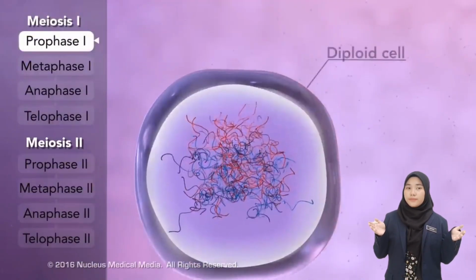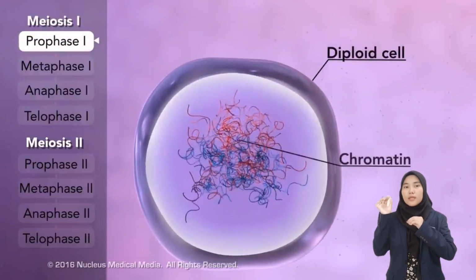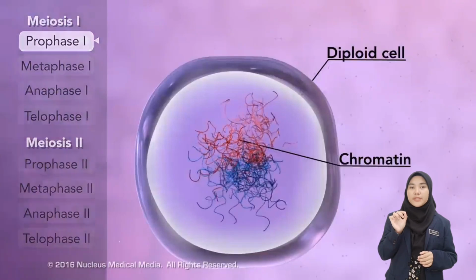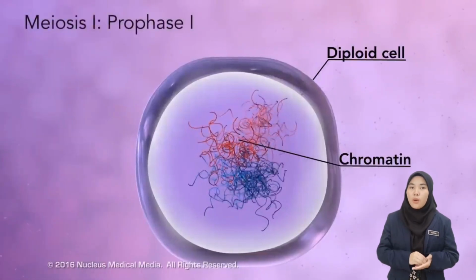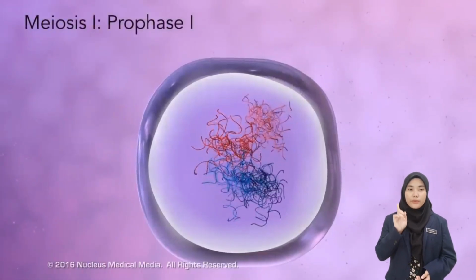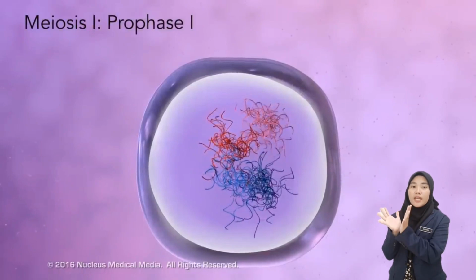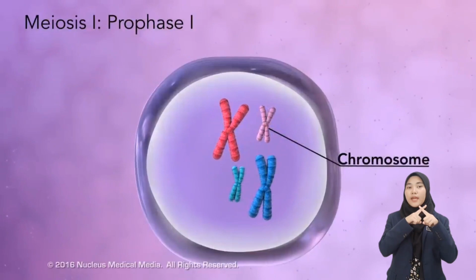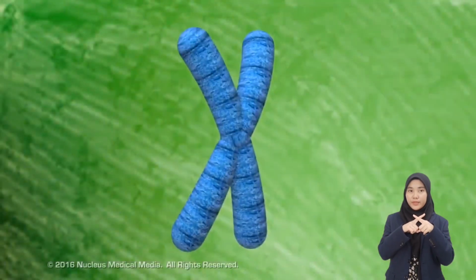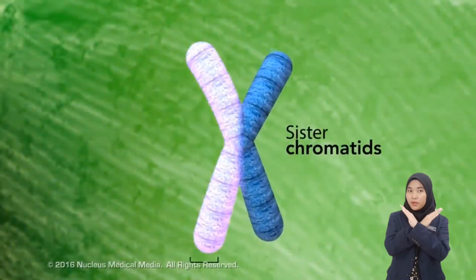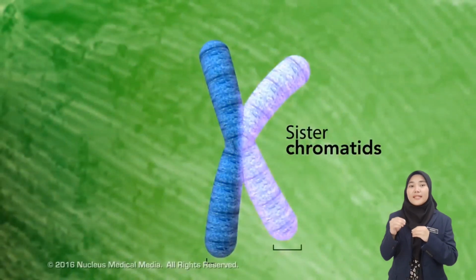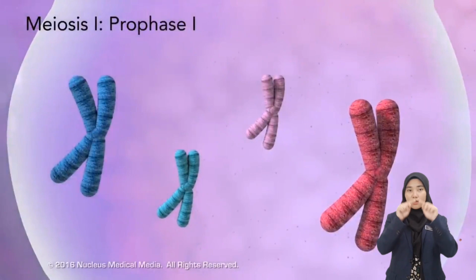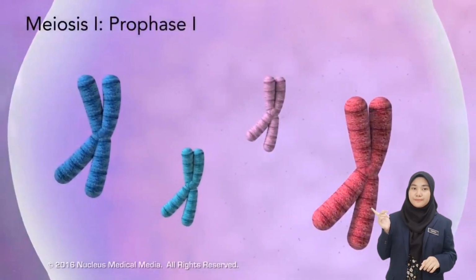Okay, prophase 1 starts with the diploid cell. Its chromatin contains 2 uncoiled, spread out sets of chromosomes, one from each parent. After the DNA in the chromatin replicates, it condenses into the more familiar X-shaped chromosome. Okay, remember the X-shaped chromosome. The replicated DNA is the same in the identical sister chromatids of each chromosome.